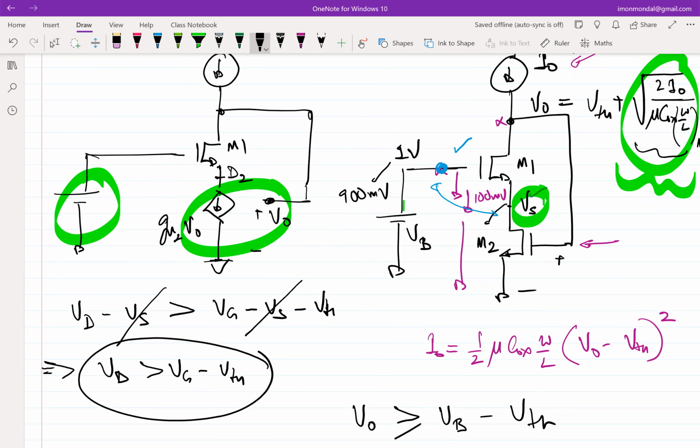Okay, fine. So any questions before I move on and apply signal? So far we have only applied bias. Okay, then let's apply signal.